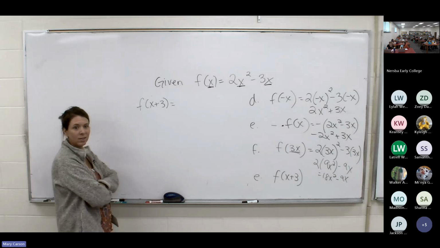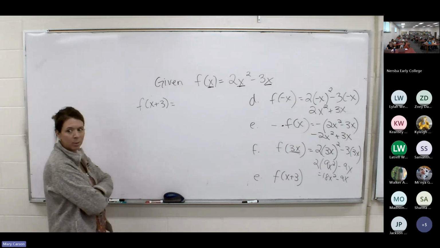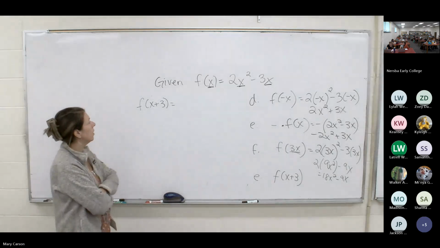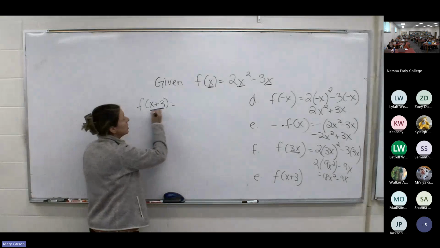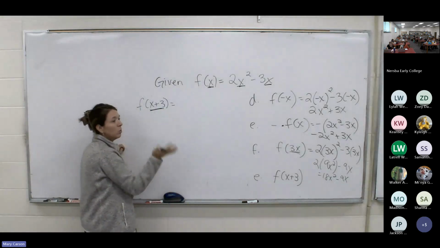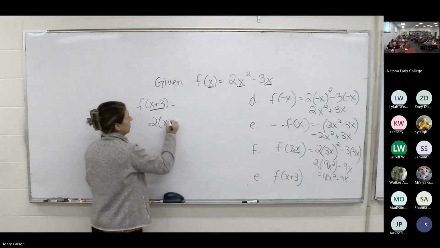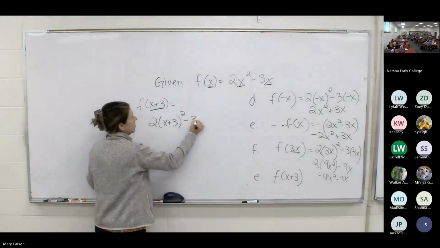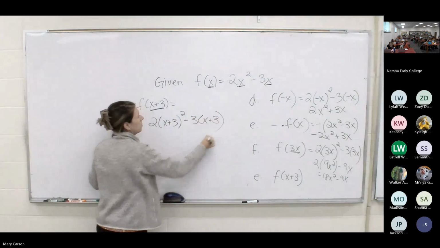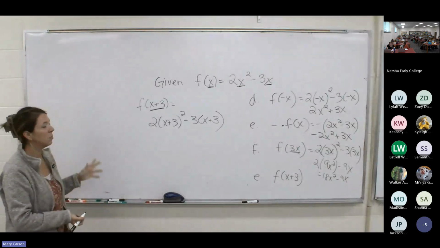Are we just not getting this? Everybody's getting this? All right. Instead of x here, we got an x plus 3. So instead of x, what are we putting? X plus 3. Now it's like this. Do we know how to simplify that?